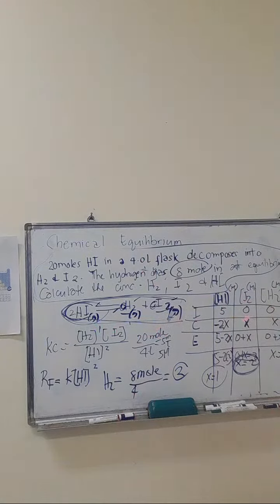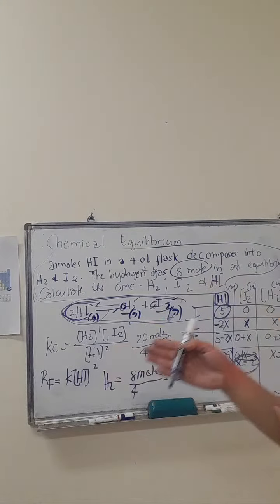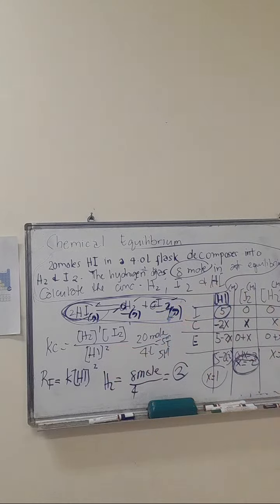Now, we have 1 at equilibrium. The 5 will be reduced. From 5 initially, it now becomes 1. If you are given the equilibrium, you can compute the equilibrium constant also. But here, the equilibrium constant is not asked. It is only the concentration of H2, I2, and HI.